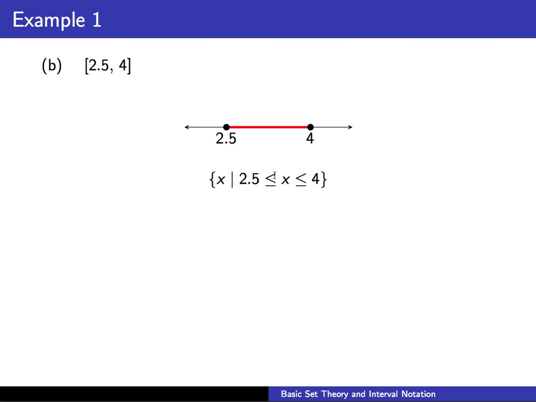So any value that we plug in for x here will be in this shaded part of the number line. For instance, 3.7 is greater than or equal to 2.5, but 3.7 is also less than or equal to 4.